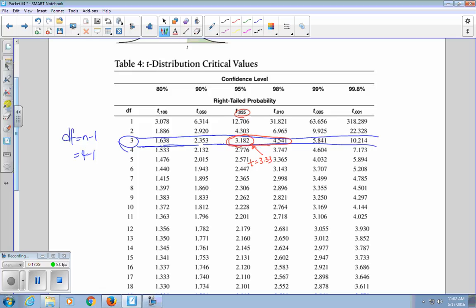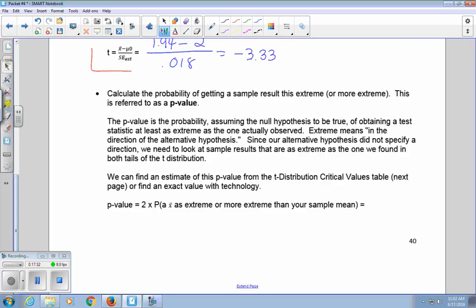I'm going to flip back a page. Because we're doing two tails, we actually have to multiply that probability by 2. If we were only looking at greater than or less than, then we would just use that because it would give us a probability of being in one tail. But because our alternative hypothesis said that mu was not equal to 2, the not equal part is telling us that we have two tails to look at. And so we have to multiply these by 2, and we get about 0.05.